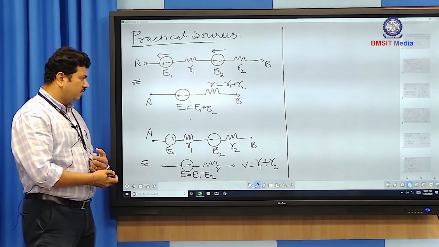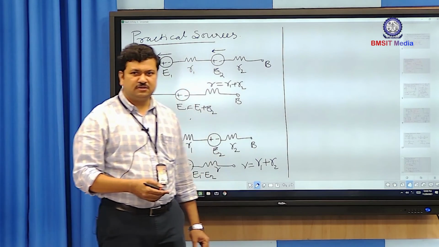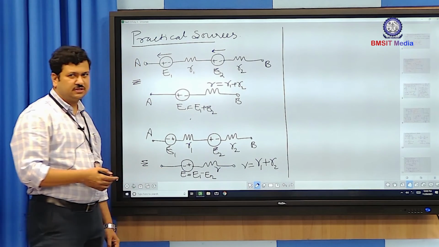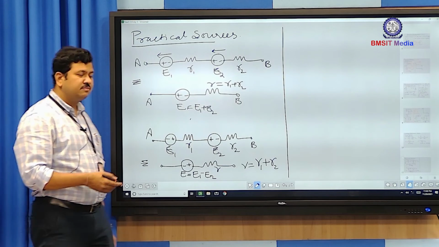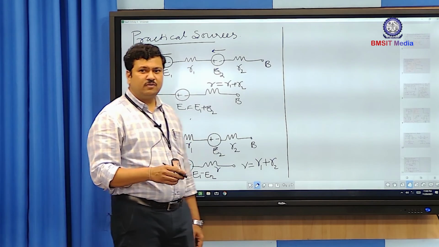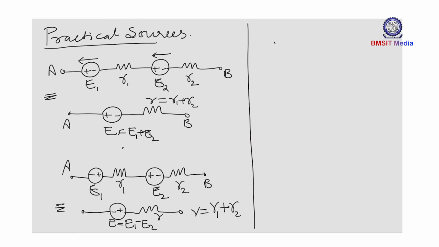So this is what happens when ideal voltage sources and practical voltage sources fall in series. This is a common connection that we observe. The voltage sources may come in series. Now what if the voltage sources come in parallel? What should we do? Ideal voltage sources in parallel.